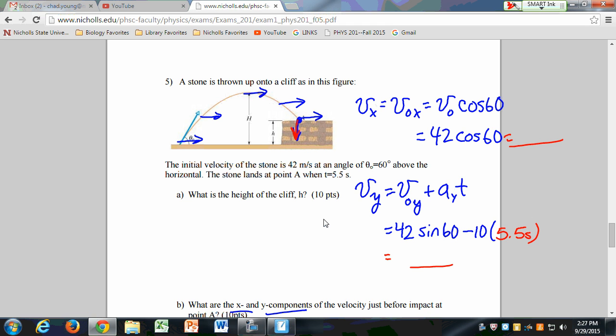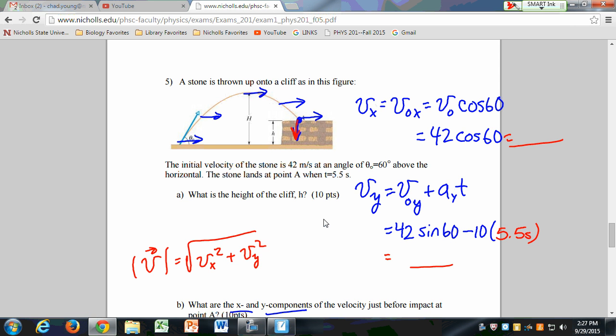And then in the next problem, part C, it asks for the magnitude and direction. So I have the x, I have the y. To find the magnitude of v, I just say the square root of vx squared plus vy squared.